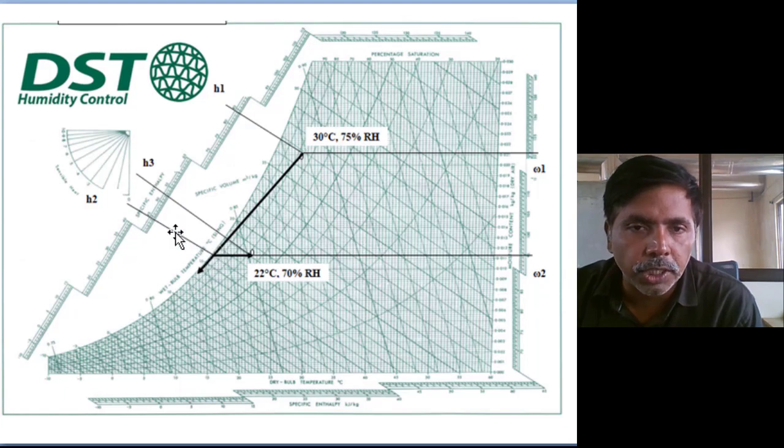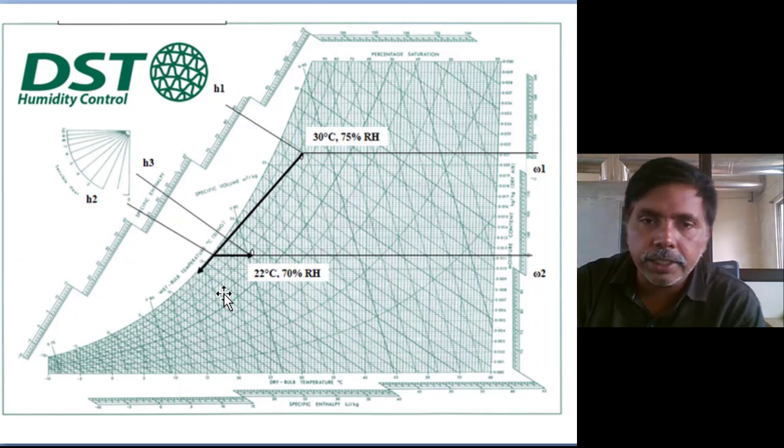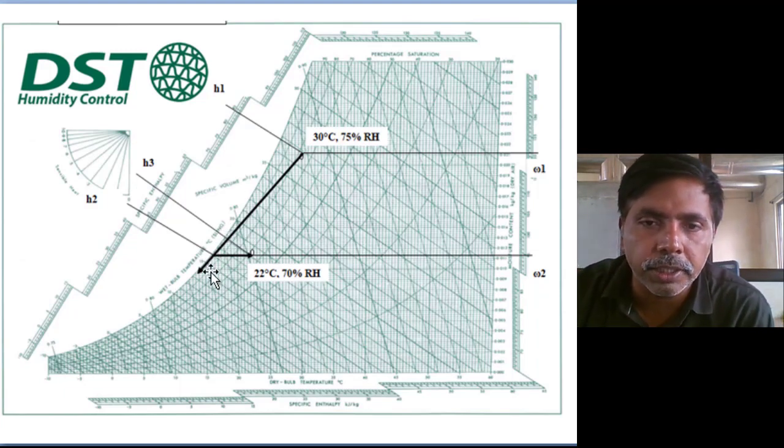Up to this point you calculate the H2. Then H1 minus H2 into mass flow rate, you will get the cooling coil capacity. And H2 minus H3 into mass flow rate, you will get the heating coil capacity. This intersection point marking is the only important thing in the problem.